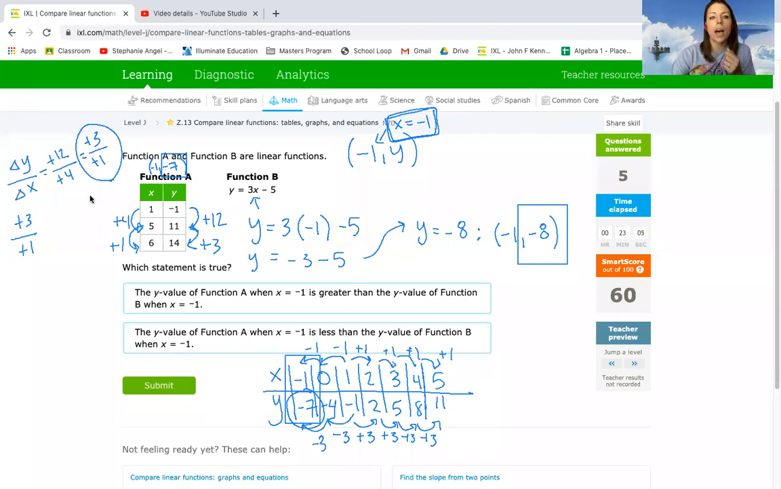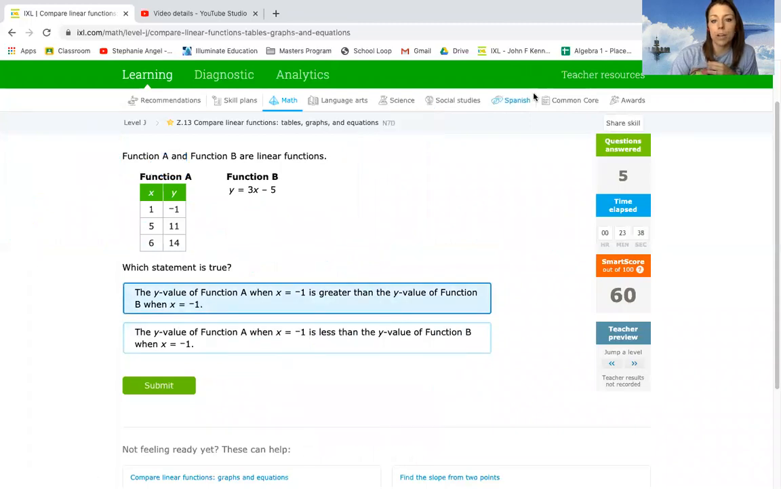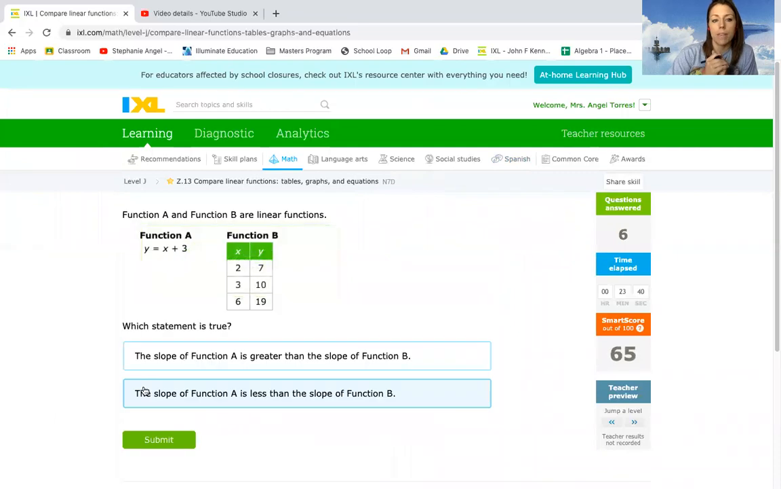So here we go. The y value when x is -1 in function A was -7, and in function B was -8. So which one's true? Is -7 greater than -8? Or is -7 less than -8? Now careful, your brain sees 8 and thinks 8 is more than 7, but it's asking which is greater, meaning which one is closer to positive infinity, which one's more positive. In this case, -7 is greater than -8. So our answer here is this first one. I'm going to go ahead and clear my drawings and submit. And there we have it.